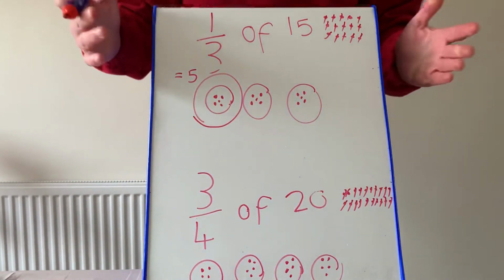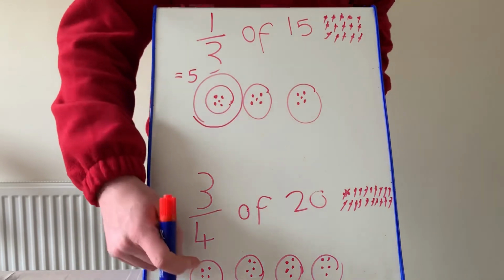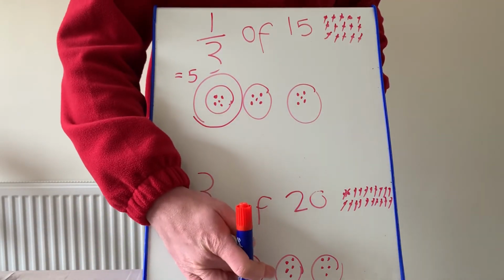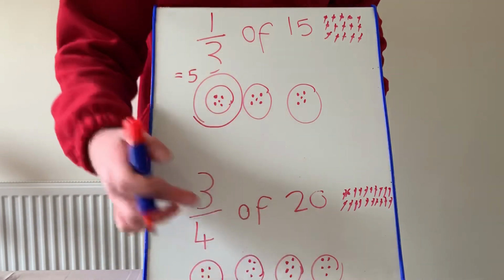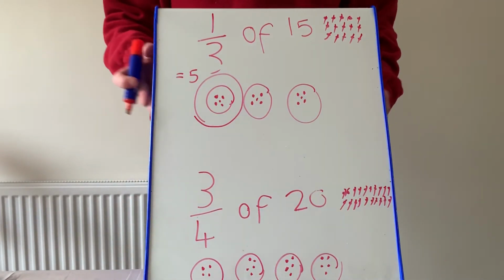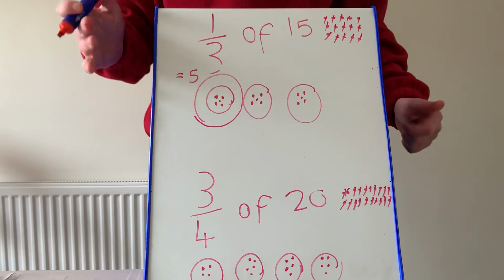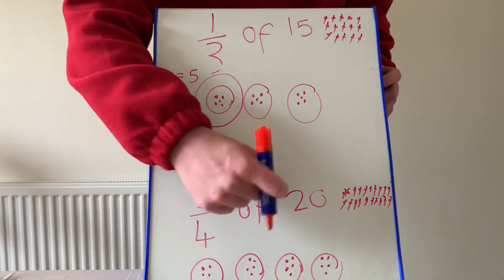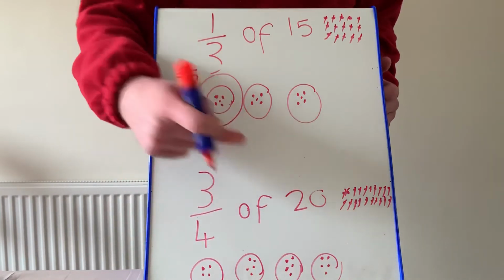Right, so have I got an even amount on each plate? 1, 2, 3, 4, 5, four times. Yes, I've got an equal amount on each plate. Remember, if I'm sharing, everybody needs an equal amount. Okay, so I've found quarters of 20.